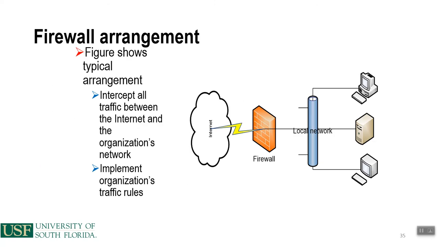So you can think about a firewall arrangement as follows. The figure shows a typical arrangement. There's the internet out here, and here's your local network that has all of your particular assets on it, or a select set of assets.